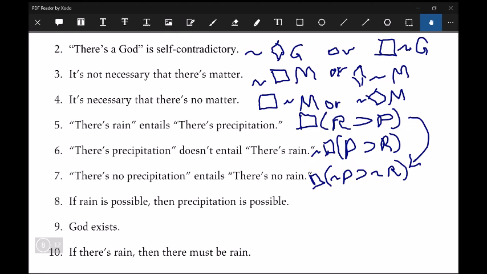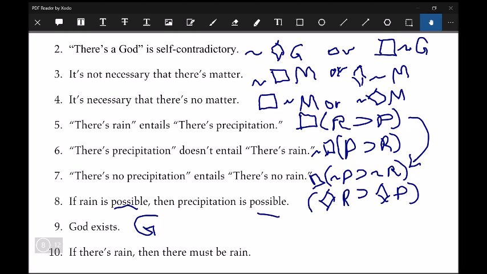And then 8 says if rain is possible, so if possible rain, then precipitation is possible, then possible precipitation. So note that you got two possibles, and so you got two diamonds in translation. And 9 says God exists. That's just plain G. No boxes or no diamonds.